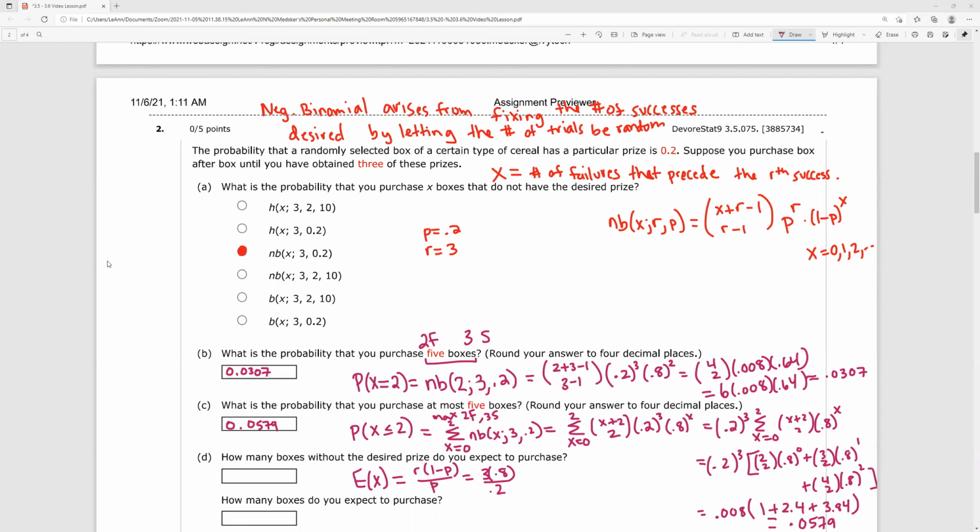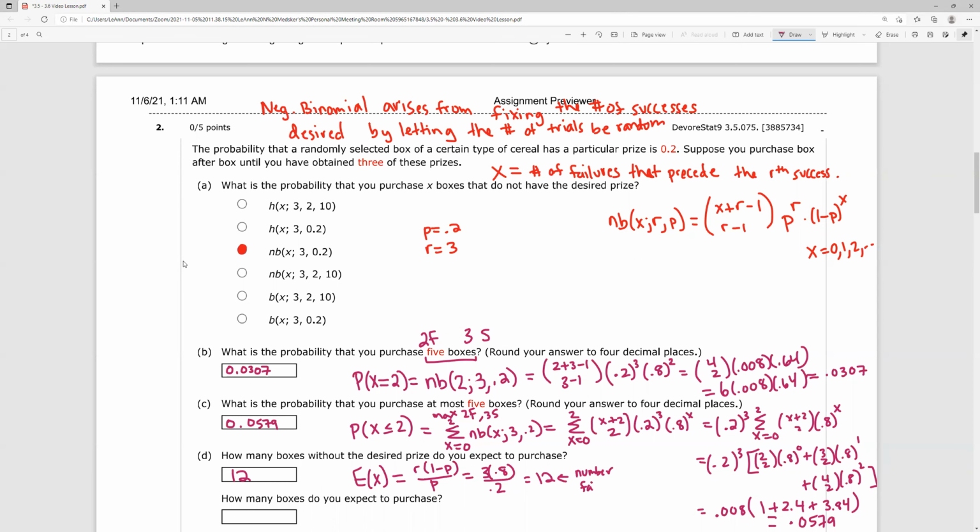And that comes out to 2.4 divided by 0.2. That is 12. Now, this is number of failures, right? Because it says how many boxes without the desired prize do you expect? Because remember, our variable X is counting the number of failures it took to get to that r-th success. So when you calculate this, a lot of times students think that's how many boxes you've totally drawn. That is not true. That is just the number of failed boxes that we should expect.